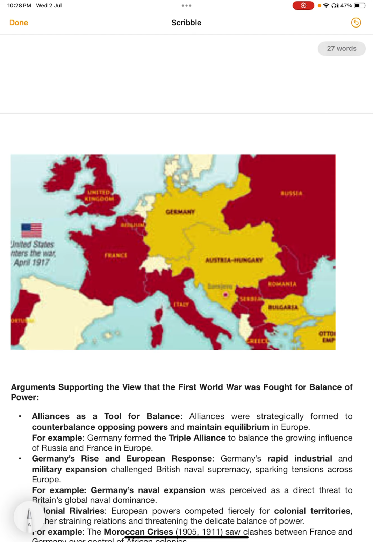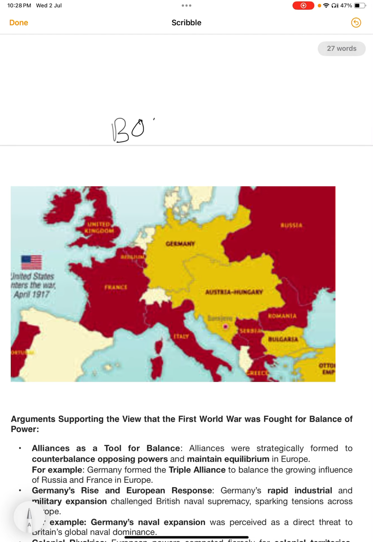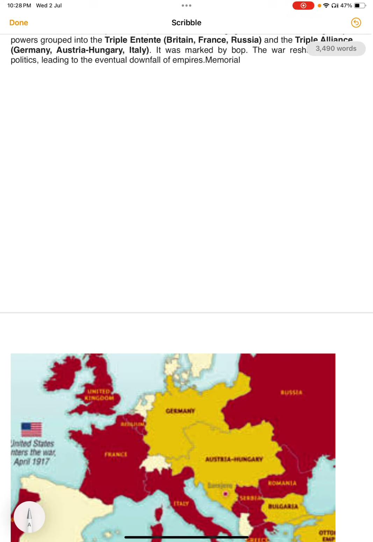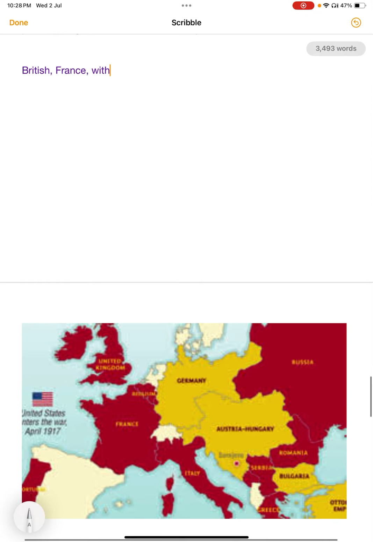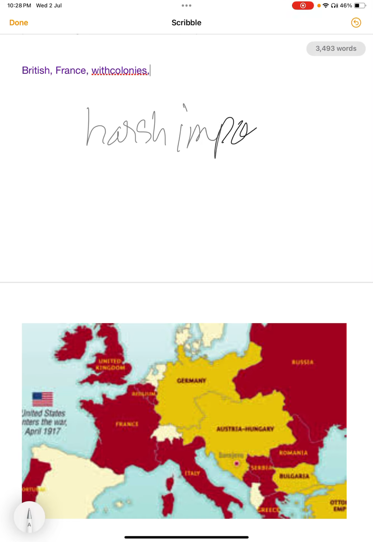Here, the balance of power was essentially used from the perspective of the British, French, and Dutch, who were dominating European politics before the rise of Germany and Italy. So it was essentially the British, France, and Dutch. They had established vast colonies and ensured a type of harsh, imposed peace on the European continent.